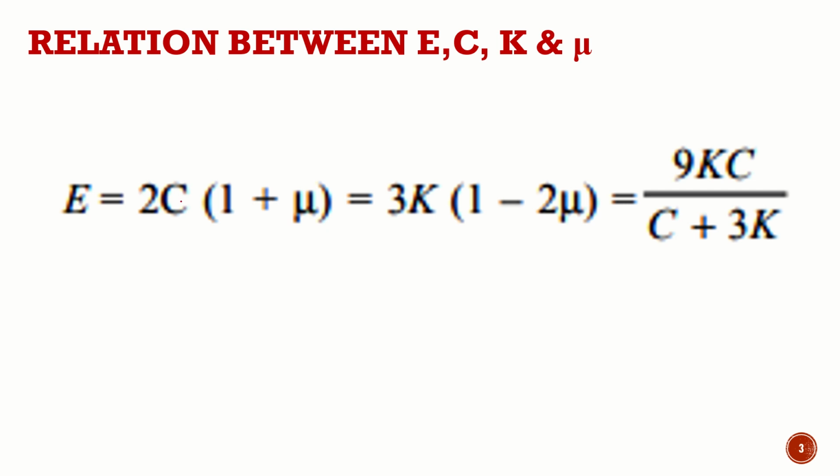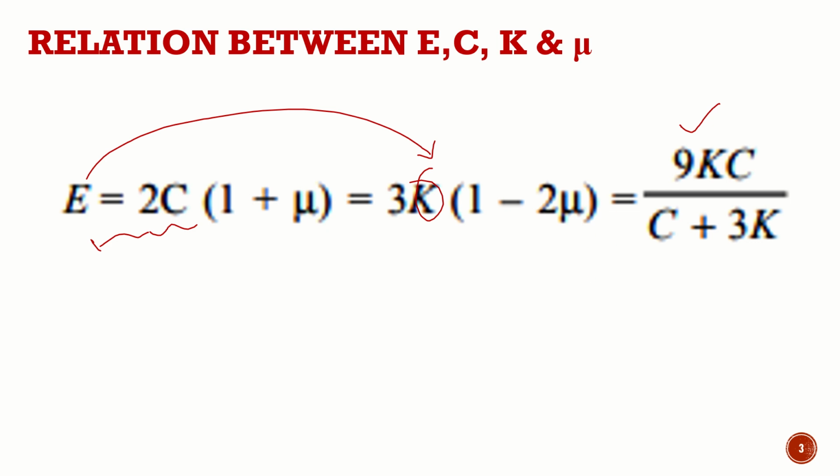And similarly, if somebody knows the value of K and they want to calculate the value of E, then we can use the relationship E is equal to 3k into 1 minus 2 mu. And we have another relation, which is E equal to 9kc by 3k plus c. So here we have the relationship between E and C. In the second one we have the relationship between E and K, and the third relation is between E, K and C. So wherever useful, we will apply the relevant formula and calculate the other unknown value.